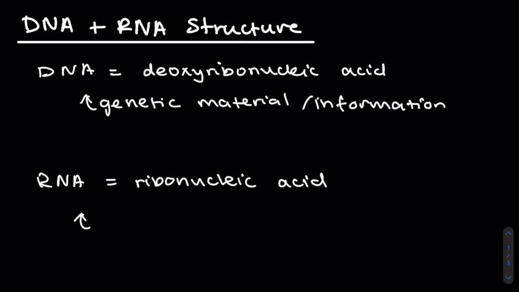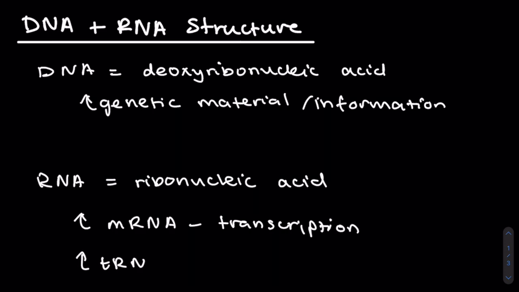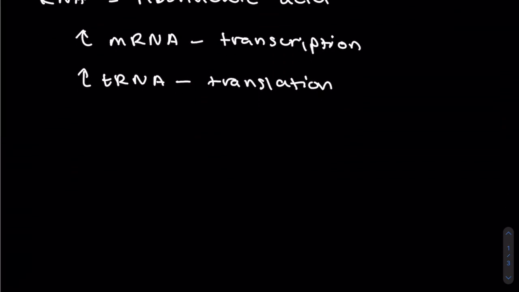So firstly, there's mRNA, which stands for messenger RNA, and this is involved in transcription. Secondly, there's tRNA, which is transfer RNA, which is involved in translation. Both transcription and translation will be covered in later videos. So, nucleic acids are composed of recurring units called nucleotides, which are monomers.